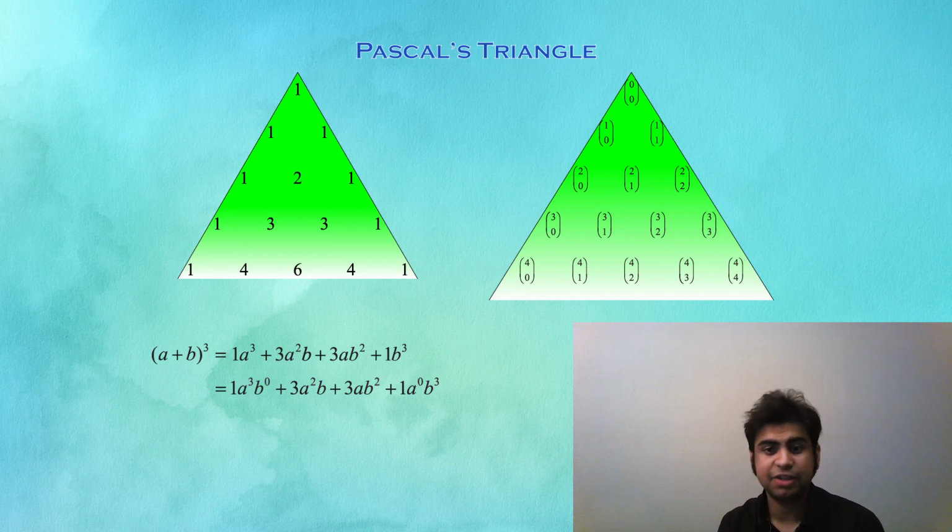Second fact is that the total number of terms is 1 more than the power of the binomial. This was (a plus b) raised to 3, therefore its expansion has 3 plus 1 terms, well, 4 terms. How about you try to raise (a plus b) to the 7th power manually?